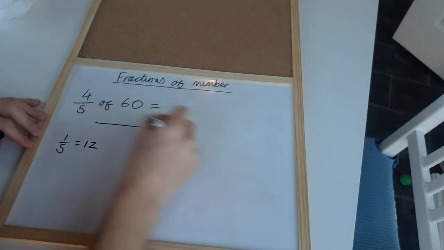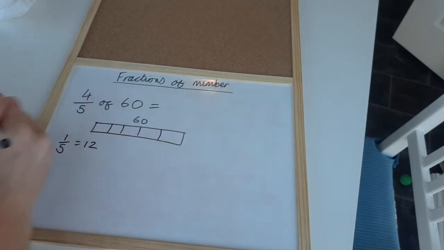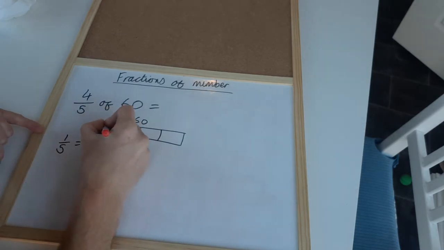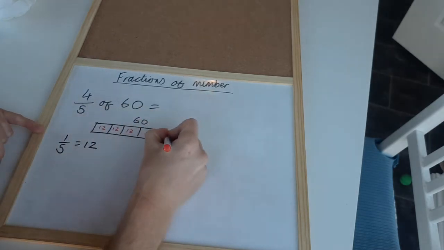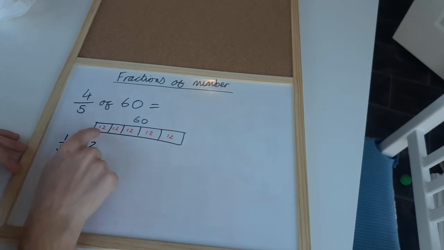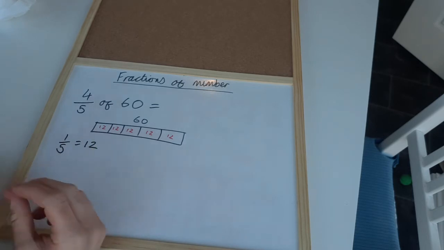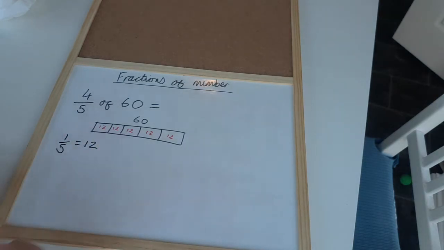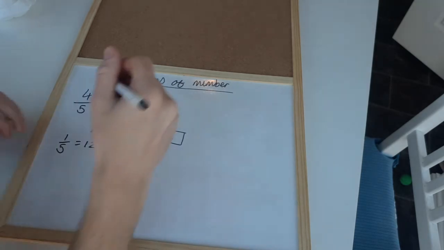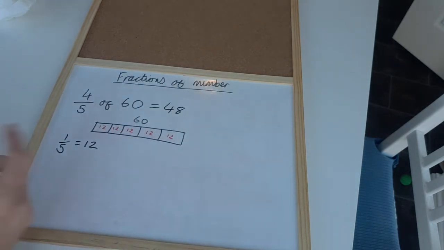If I have, I'll draw my bar again to show you, if I have my 60 there, I've got 1, 2, 3, 4, 5 equal pieces, I know that each one of those is worth 12, like so. But I don't want just 1/5, I want 4 of them. So again, I need to do 4 lots of 12. So 4 multiplied by 12, or 12 times 4. Use the tables knowledge that helps you, because they work both ways. That's it, 4 times 12 is 48. So 4/5 of 60 is 48.